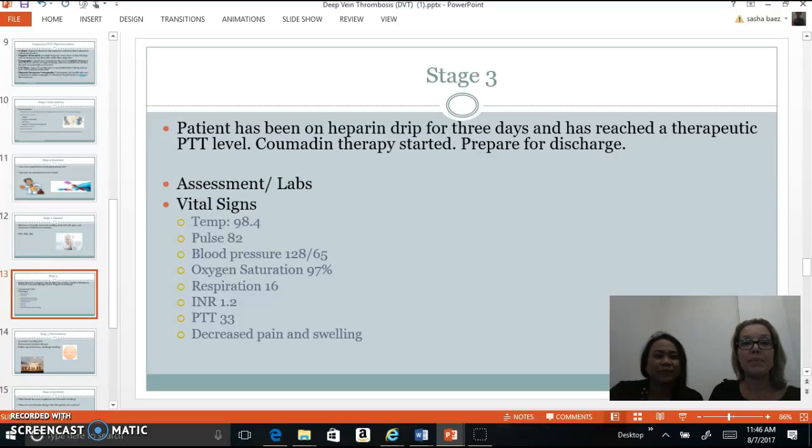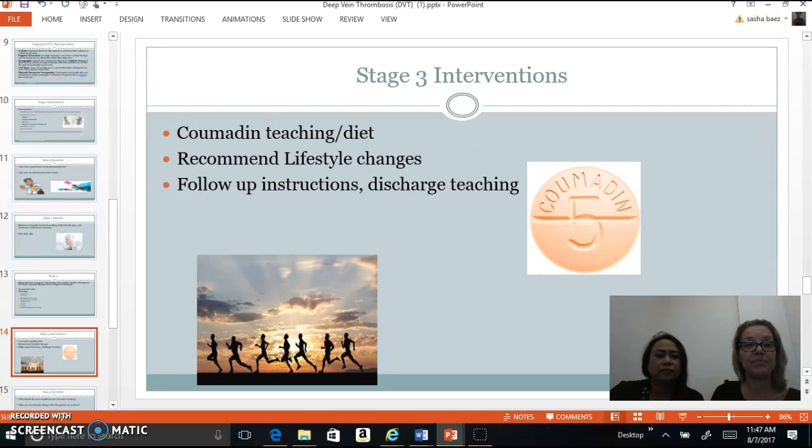Stage 3. Patient has been on the heparin drip for about 3 days, and she has reached a therapeutic PTT level. Coumadin therapy has begun, and you must prepare the patient for discharge. You do assessment and you obtain labs. Vital signs are as follows. Temperature of 98.4, pulse is 82, blood pressure has gone down now, it's 128/65, oxygen saturation 97, respiration 16, INR is 1.2, PTT is 33, and decreased pain and swelling of the left calf.